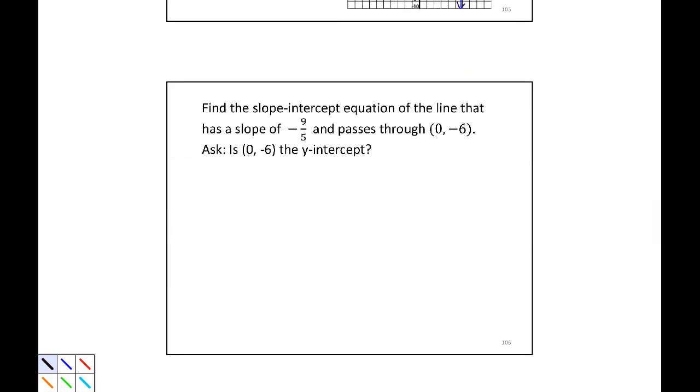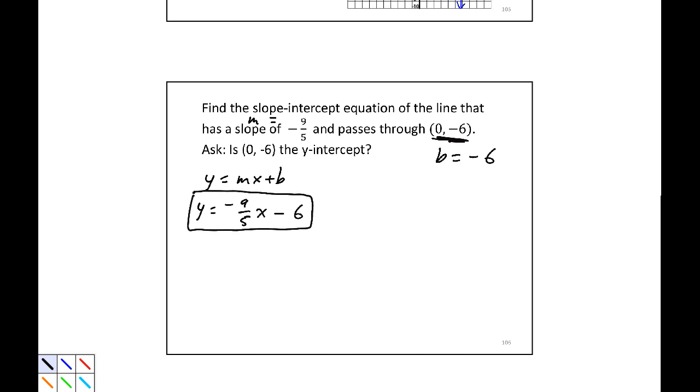Find the slope-intercept equation of the line that has a slope of -9/5 and passes through the point 0, -6. The first question we need to ask ourselves is, is this a y-intercept? The answer is yes. So that is b equals -6. And our slope is m. So we can write this as y equals mx plus b, which is y equals -9/5 x minus 6.